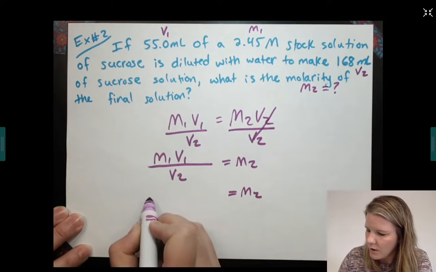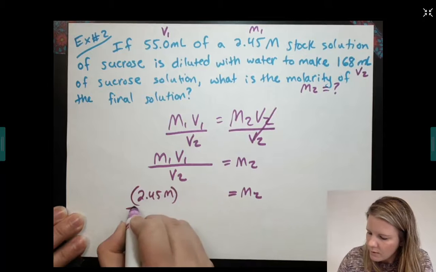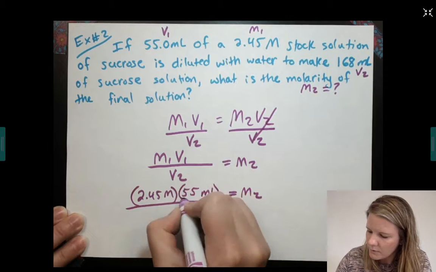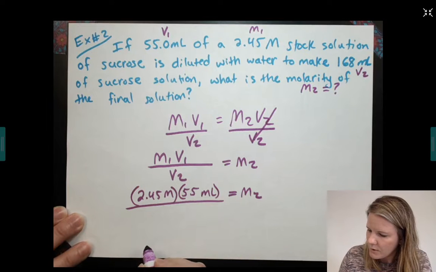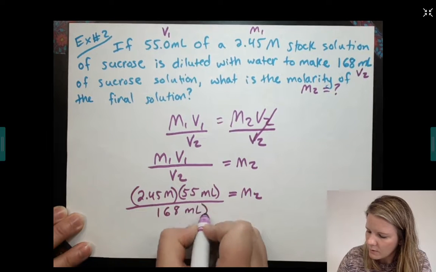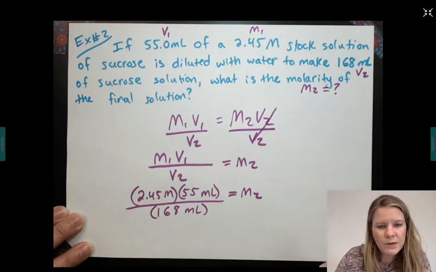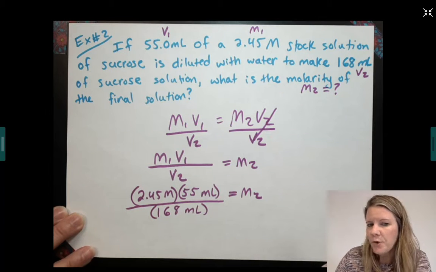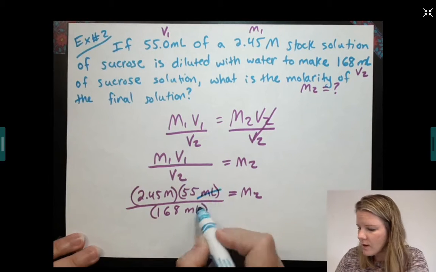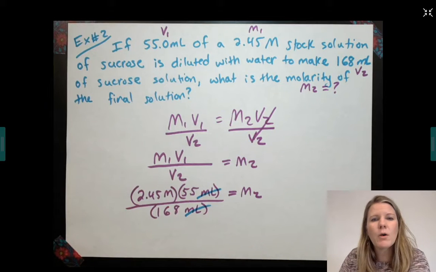So just go ahead and throw your numbers in here. M1 is 2.45. V1 is 55. And V2 is 168. And it's worth pausing for a moment here to notice that I didn't bother converting my milliliters to liters. That's because as you work out this problem, they automatically cancel. And so you can, if you want to, as a safety step, always convert to liters.